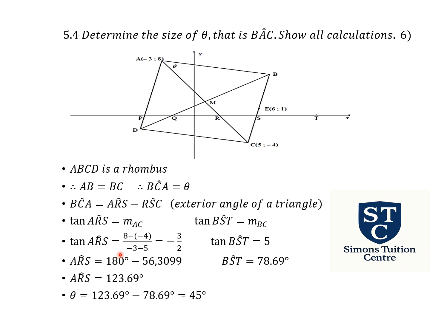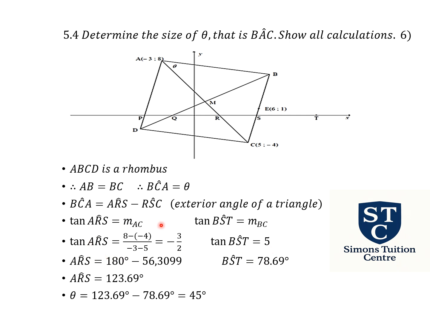So for the exterior angle, I'm going to use the coordinates of A and C. So therefore 8 minus 4 over minus 3 minus 5. That gives me 12 over negative 8. And there 4 goes in 12 3 times, 4 goes in 8 2 times. So gradient AC equals negative 3 over 2. For gradient BC we calculated was 5.